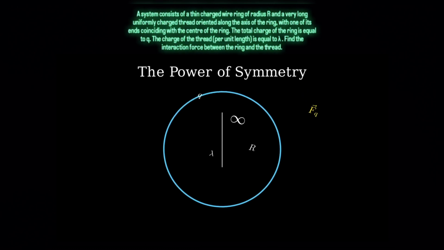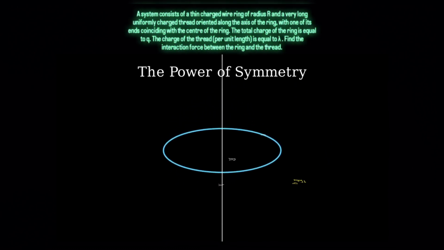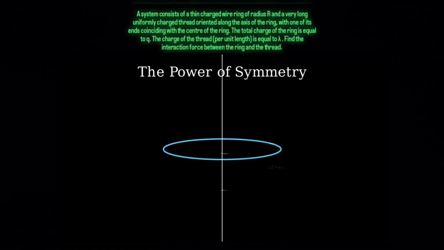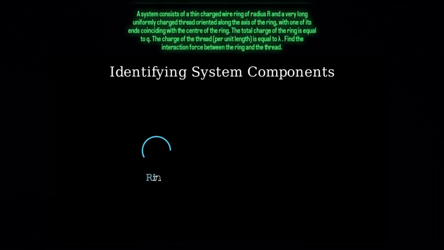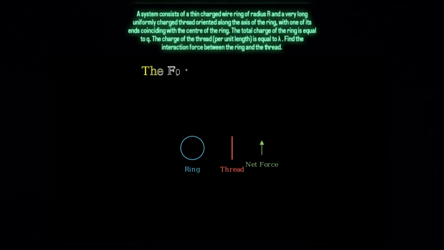This is the kind of problem that looks scary because of the infinite thread, but it falls apart beautifully if we choose the right perspective. First, let's organize what we know. We have a ring, a thread, and we need a force. The trap here is trying to sum up the forces from every piece of the ring on every piece of the thread all at once. That is a double integral nightmare.